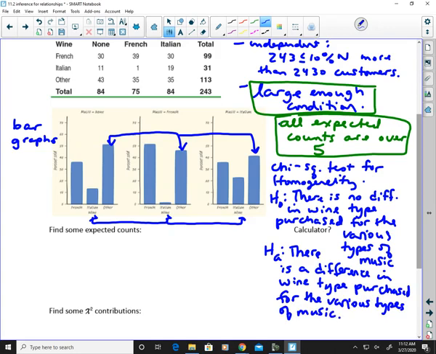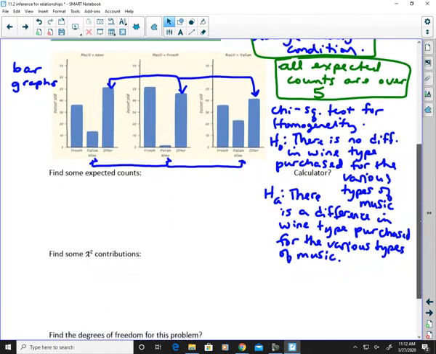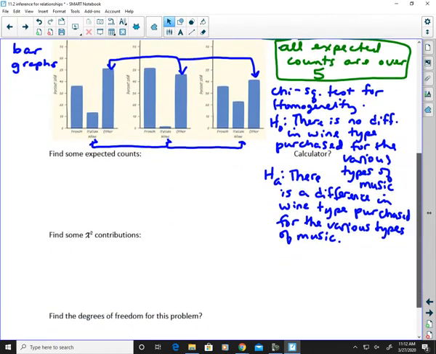Okay, so I've written the alternative and I've written the null. So now I'm going to go over and find some expected counts. I know that I've already said that the large enough condition was checked, but really I would have done the expected counts, and I will show you how on the calculator we can do them very quickly. But let's just look at, for example, the French with no music. What would the expected count be for that?